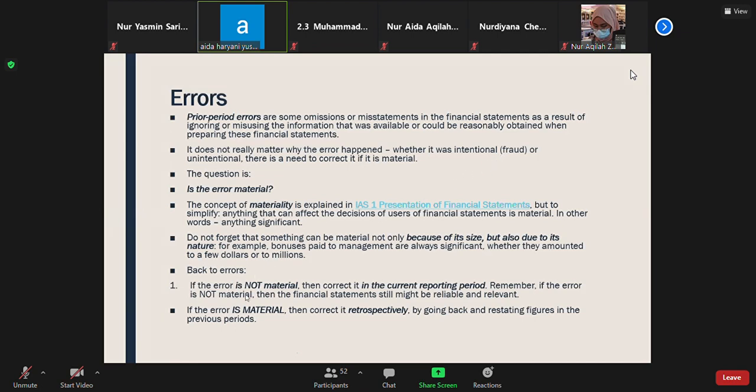Now, back to errors. If the error is not material, yang I cerita pasal paperclip tadi, then correct it in the current reporting period. Remember, if the error is not material, then the financial statement still might be reliable and relevant. The RM90 saja, but you have to correct it. You kena betulkan to make your financial statement reliable and relevant. If the error is material, then correct it retrospectively, meaning on the previous period pun you kena correct by going back and restating figures in the previous periods.